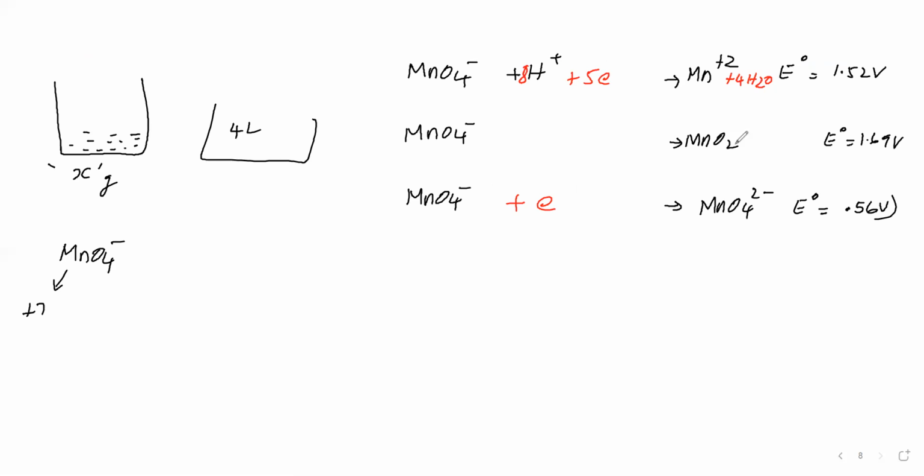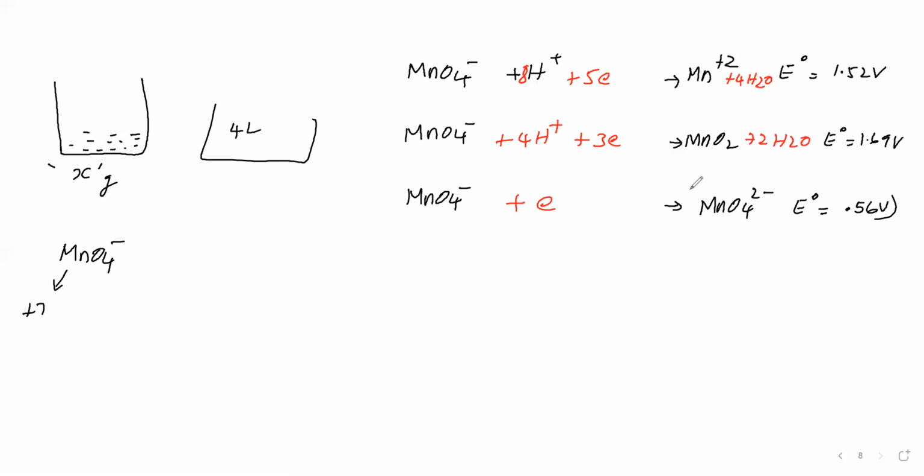Here we will write 2 water molecules, then 4 H plus. We are writing H plus, but don't think that it is acidic medium; it is neutral medium and slightly basic medium. Then for balancing, we'll write 3 electrons. Therefore, the E0 values we have given here like this. So permanganate is converting into Mn+2 in acidic medium, into MnO2 in slightly basic and neutral medium, and into manganate in strongly basic medium.